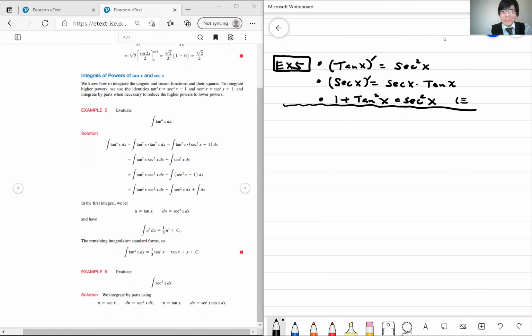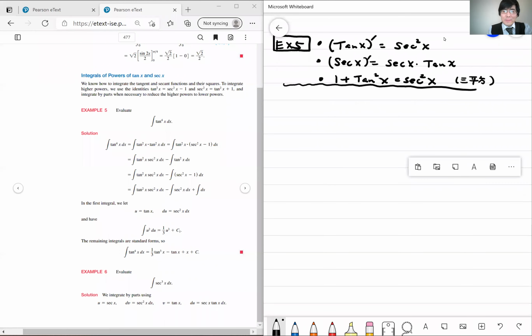Now, example 5 is the integral of tangent x to the power of 4th. So that looks complicated, but the idea is you are going to try to make secant square or secant times tangent or some mixture of those.